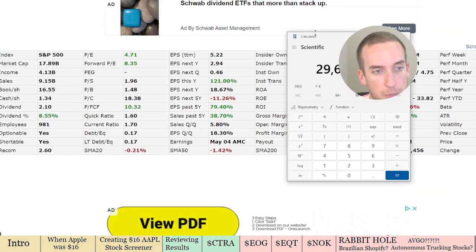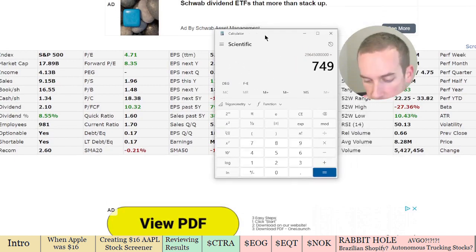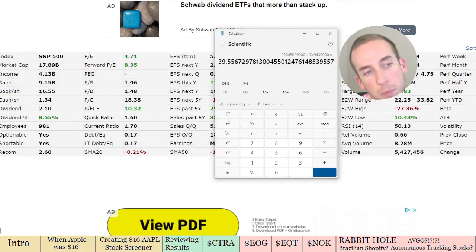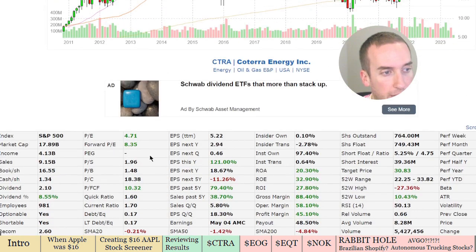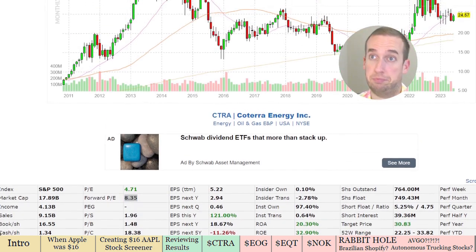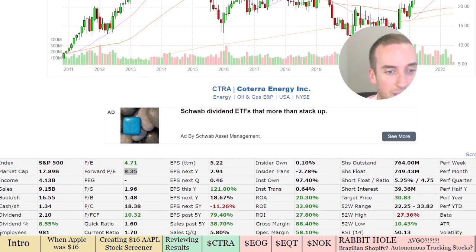So now we're going to take this number and divide it by 749,430,000 right there. Stock price of $39. It's currently 24. Undervalued currently, and this is saying that it's also undervalued in the future. I think I want to own this one.